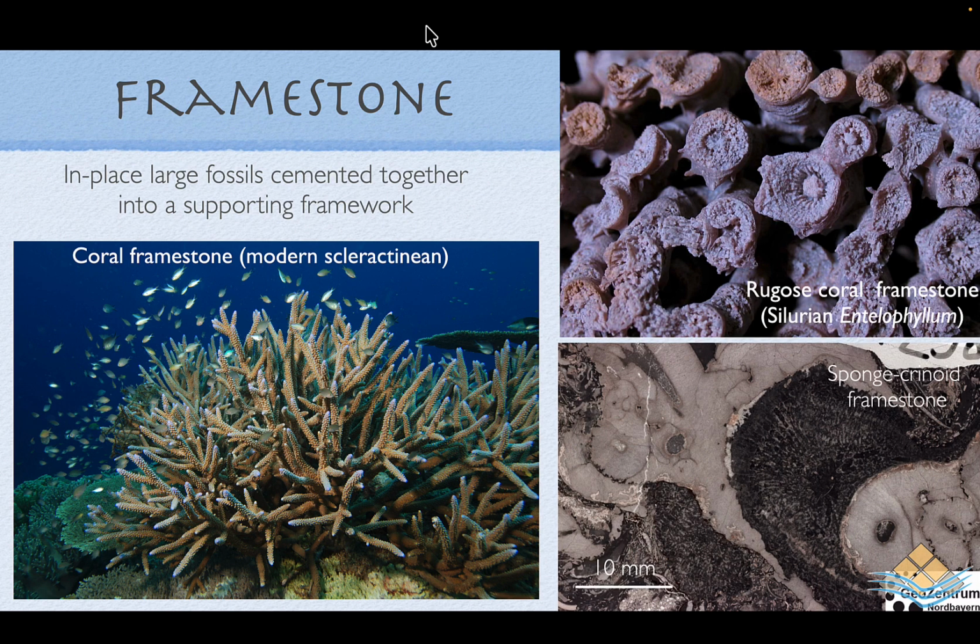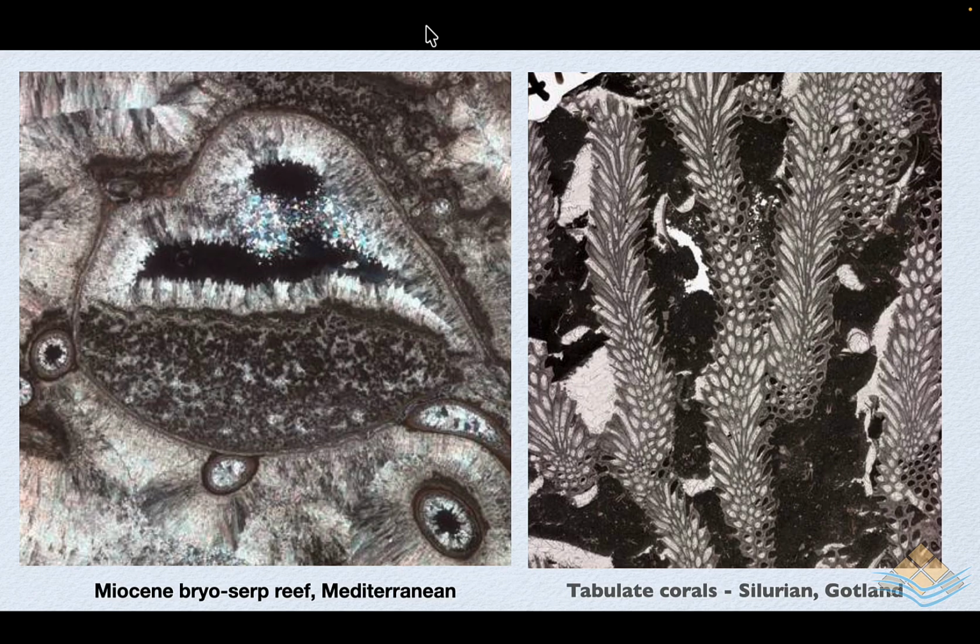Here's an example looking down on a bedding plane of a rugose coral framestone from the Entelophyllum group of rugose corals in the Silurian, and the lower image is showing us a sponge crinoid framestone. Here's another framestone. This is a Miocene bryozoan serpulid reef from somewhat deeper water. Then on the right we have an in situ set of tabular corals from the Silurian of Gotland. In all of these examples, that framestone is in growth position as a rigid structure with various styles of sediment and cement in between those in situ frames. We'll come back to this when we look at reefs in a lot more detail in the next module.